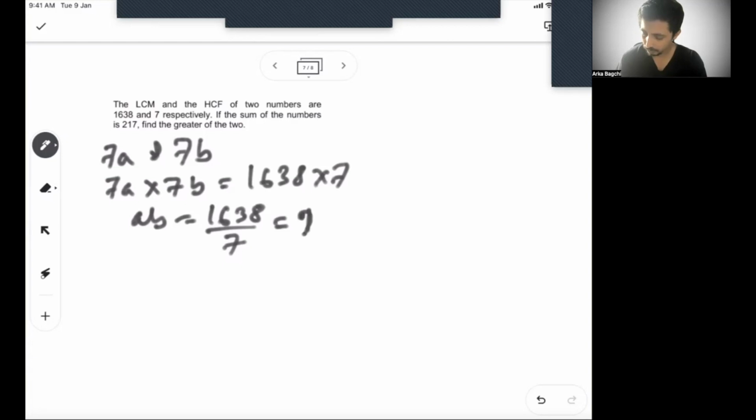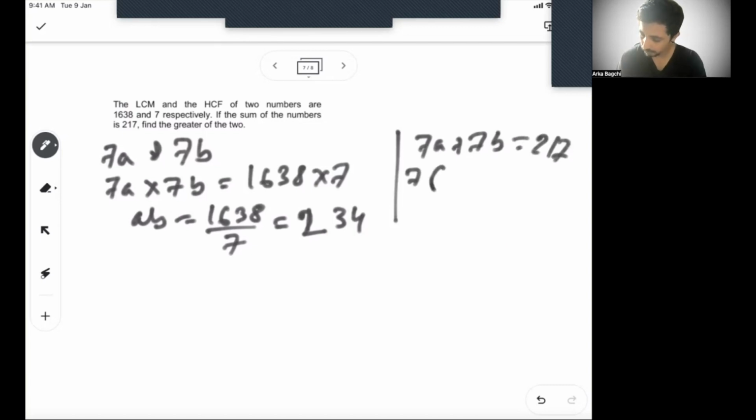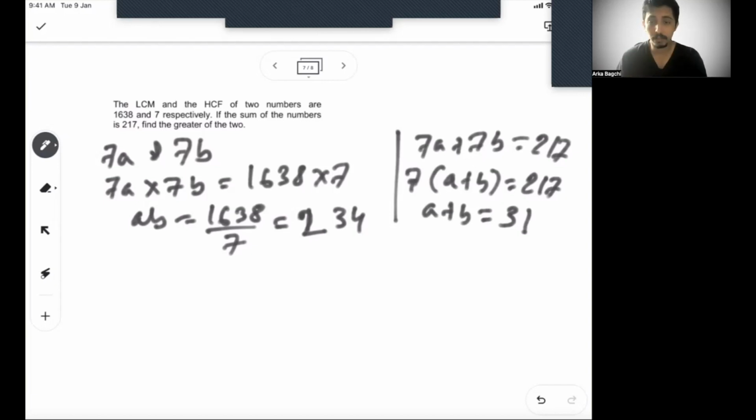So from here we get AB as 1638 divided by 7, which is 234. Then they said 7A plus 7B is 217, or 7 into A plus B is 217, so A plus B is 31. So A plus B is 31 and AB is 234. These are the two things that we got.